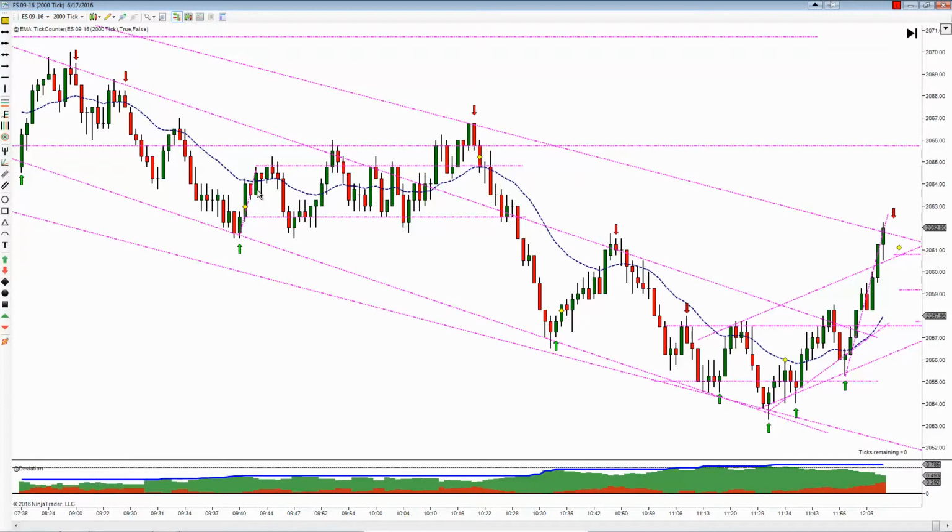Entered 4 contracts long using my ATM strategy, where I take 2 contracts off at 4 ticks of profit, 1 contract off at 6 ticks of profit, and 1 contract off at 8 ticks of profit. So giving me a total of 22 ticks of profit. This one played out perfectly. Great trade.